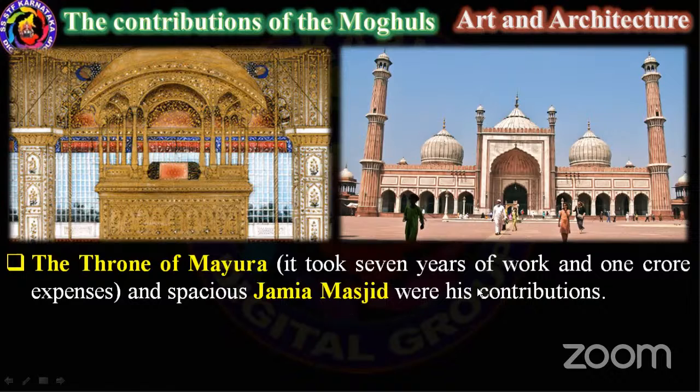It took 7 years of work and 1 crore in expenses during Shah Jahan's period in the 17th century. Mayura means peacock. They spent nearly 1 crore rupees to build this Peacock throne. I think it is equal to 10 to 20 crore at present.